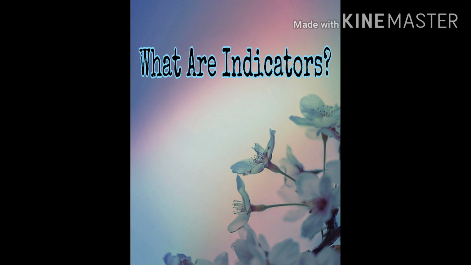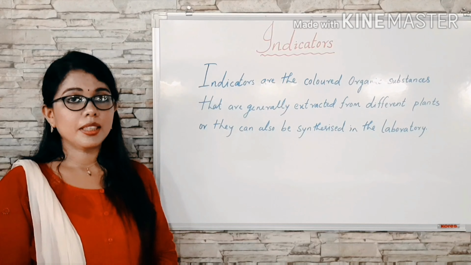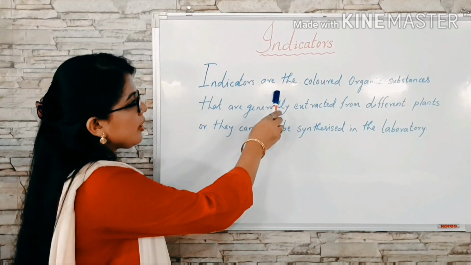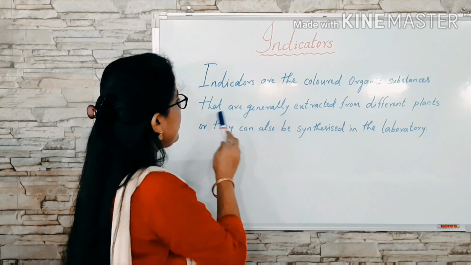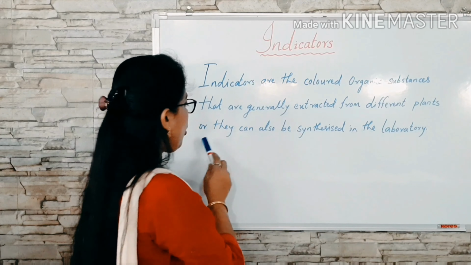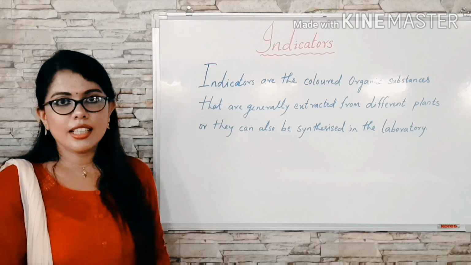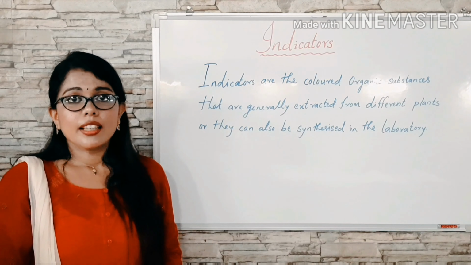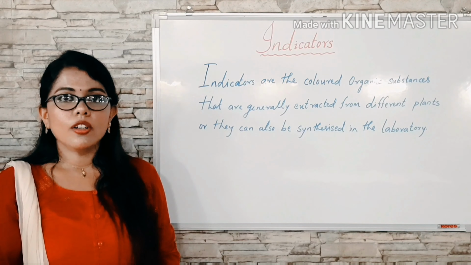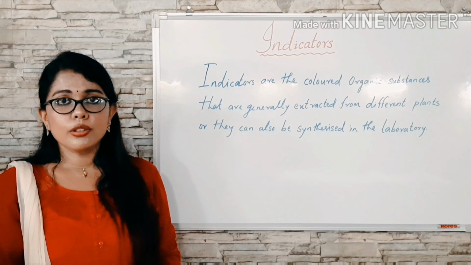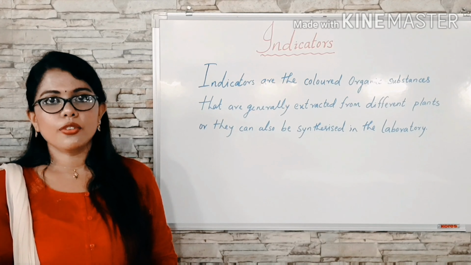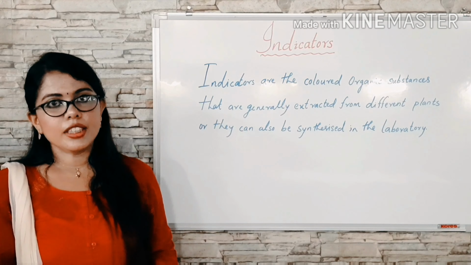What are indicators? We can define indicators as the colored organic substances that are generally extracted from different plants, or they can also be synthesized in the laboratory. They help us to identify the acidic and basic nature of different substances. They also help us to represent the change in nature of the solution from acidic to basic and vice versa.